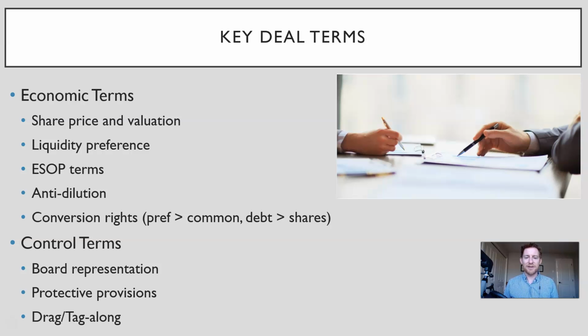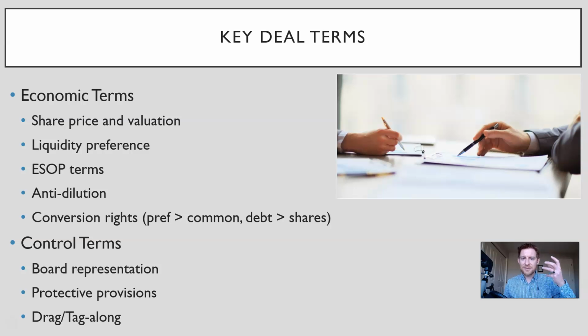Then comes liquidity preference. So this is, when do I get my money back, and in which order, if there's a liquidity event? A liquidity event can be the sale of the company to a large conglomerate. It can be if the company goes public, for example. There may also be terms related to employee share ownership plans. So do the company's employees invest in the company as well?